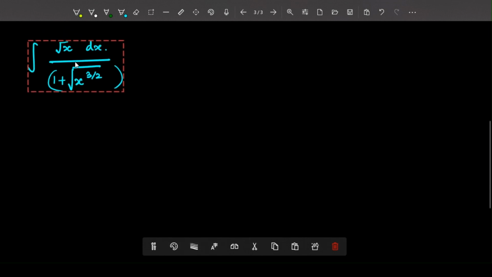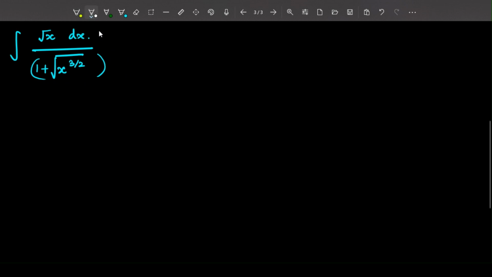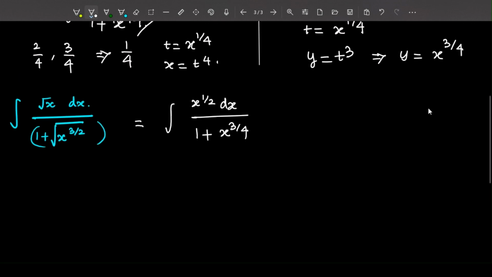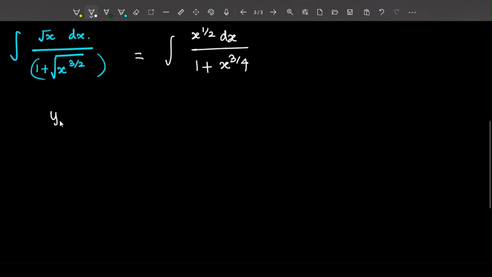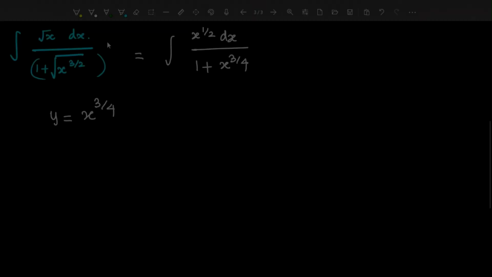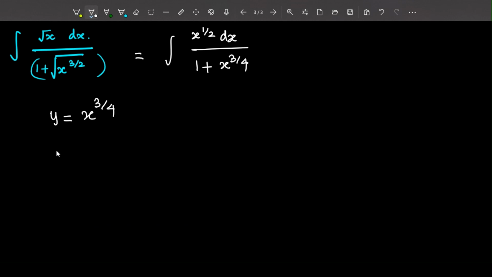Write this as integration x power 1 by 2 dx, the whole divided by 1 plus x power 3 by 4. So as said before, I'm going to write this as y is equal to x power 3 by 4. So x here becomes y power 4 by 3.